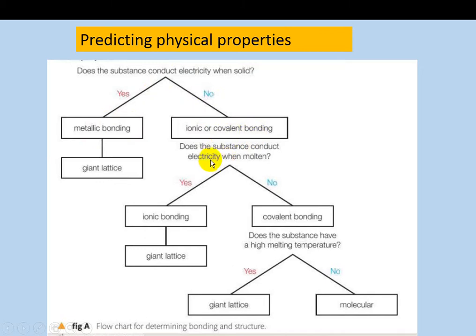Then you ask another question: does the substance conduct electricity when molten? Molten means the liquid state, when a solid melts. If the substance conducts electricity in the molten state, yes, it is ionic bonding, forming a giant lattice. If no, it will be covalent bonding. Then you ask: does the substance have a high melting temperature? If yes, giant lattice. If no, molecular lattice, a molecular substance.